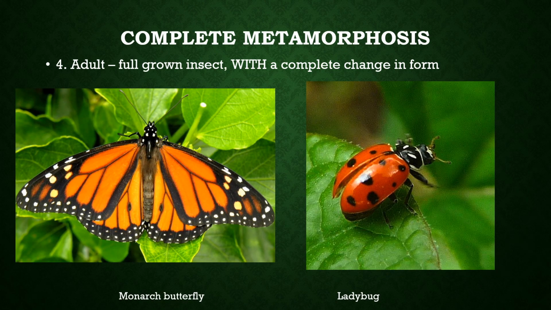And the last stage for complete metamorphosis is the same as incomplete, it finally emerges as an adult. However, it's the full-grown insect with a complete change in form. That's the big difference here that we've got to make sure we remember. This is a full-grown insect with a complete change in form. This monarch butterfly over here on the left looks nothing like the monarch butterfly larva. Okay, there's a complete change. And then same thing here with the ladybug. The adult ladybug looks nothing like the larva form because it's been through that pupa stage where everything was broken down and then rebuilt in a totally different shape.